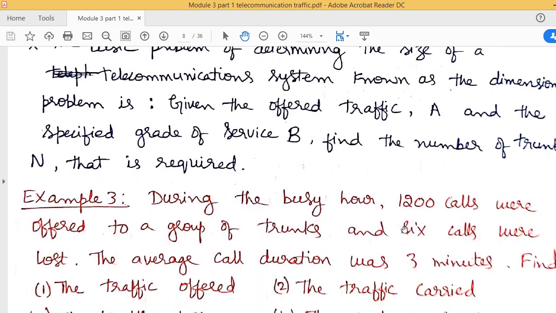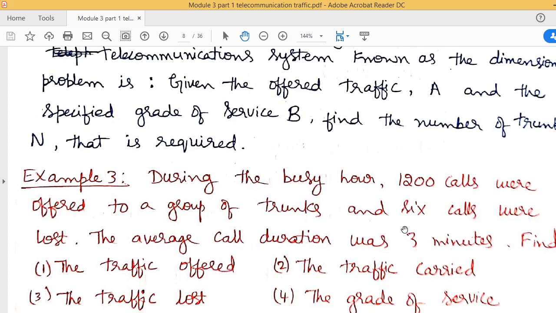So let us consider one more example in which, during the busy hour, 1200 calls were offered to a group of trunks and 6 calls were lost. So it is directly given: grade of service B is the number of calls lost, that is 6, with respect to 1200. So 6 by 1200 gives the grade of service. They have also asked us to calculate the grade of service.